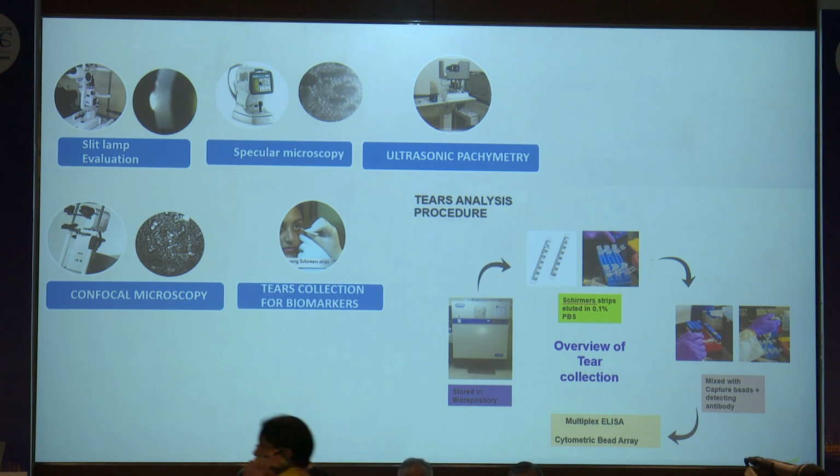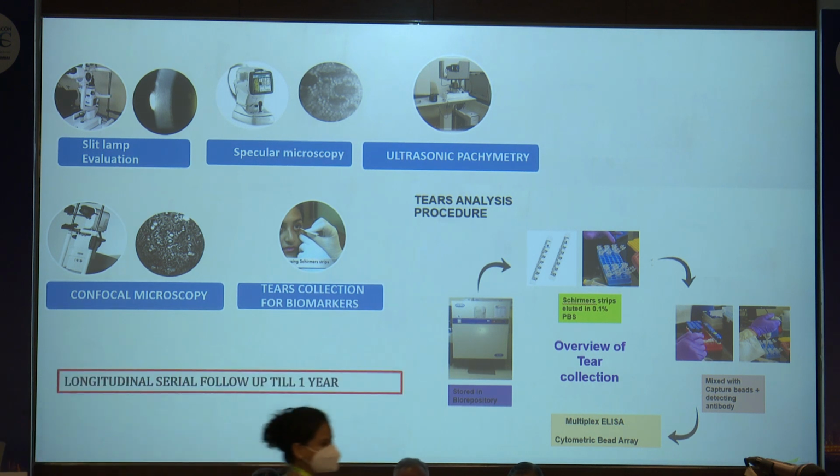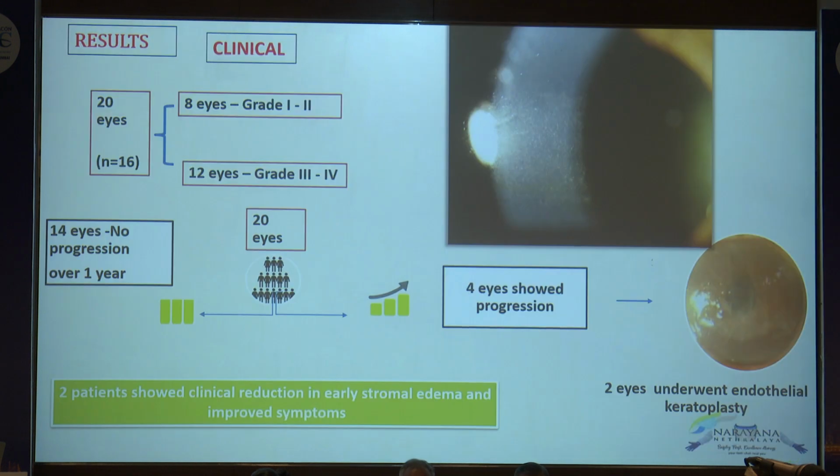Apart from our very detailed slit lamp evaluation to try and grade these conditions, we know specular microscopy is our gold standard for studying the endothelium. We also checked the pachymetry because we know that they can have some amount of corneal edema. In addition, we did a confocal microscopy to evaluate the endothelium in more detail, and a tear collection to look for any biomarker change that might be there. And we longitudinally followed these patients up for 1 year.